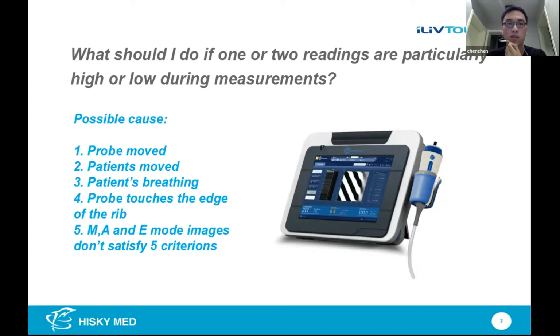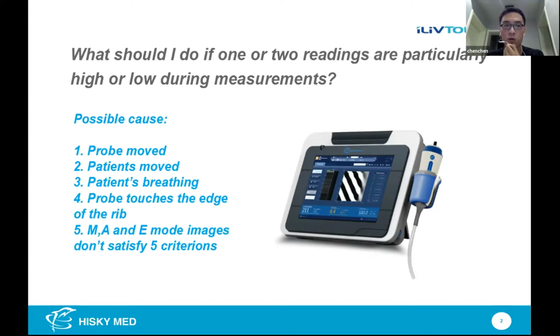Another cause is maybe the probe touches the edge of the rib. What we will see when the probe touches the edge of the rib is, in the first picture, the steady layers, you see it is very dark. When it is very dark, it means the probe touched the edge of the rib. If you move the probe back to the intercostal space, you see the steady layers show a gray color. But if you touch the edge of the rib, you find it is very dark. So it means you touched the edge of the rib. That is the fourth cause.